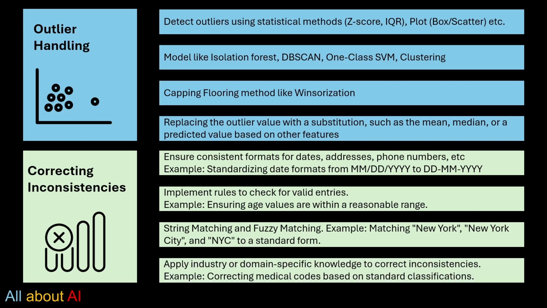Also, in some cases, industry-specific and domain-specific knowledge is required to correct inconsistencies. Say, in the medical domain, correcting medical codes based on standard classifications. So if there is an error, you can correct it by classifying based on other data elements.